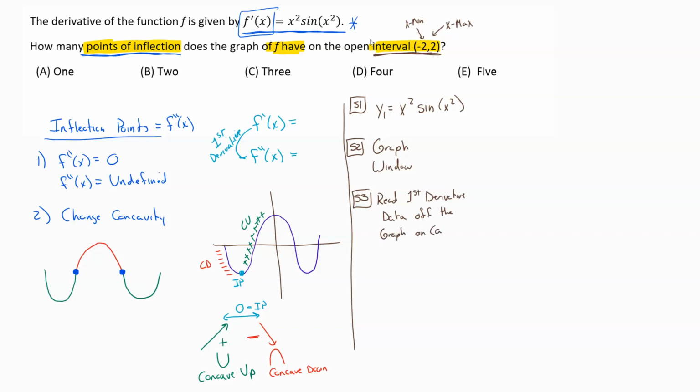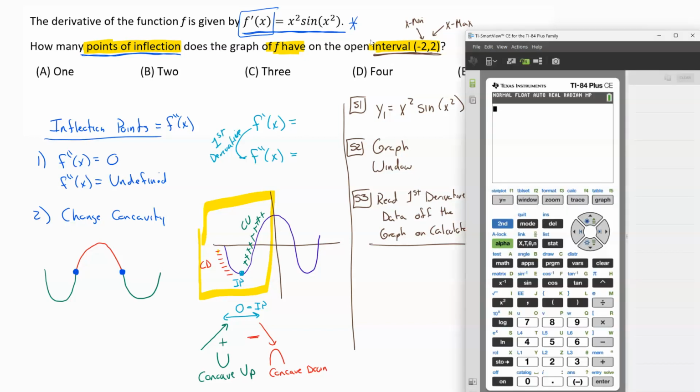And the cool thing here is because they only want to know how many are happening, we don't actually need to know the actual values. So we can just quickly look at our graph and see where is it going to be changing concavity? Where are we going to run into these types of situations here that I was showing you in that example, where it changes concavity? So I open up my calculator, go into my y equals, and I'm going to type in that equation, x squared and then the sine of x squared.